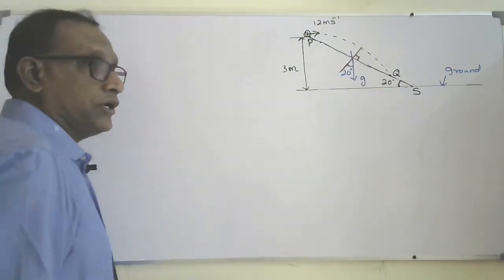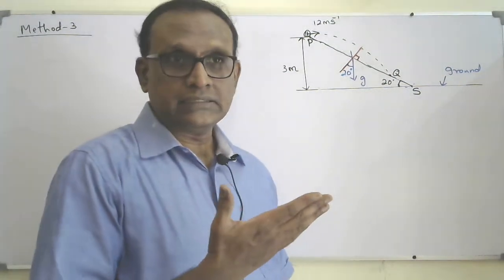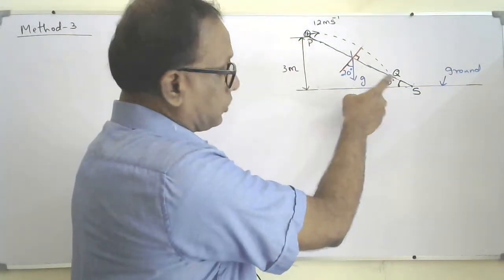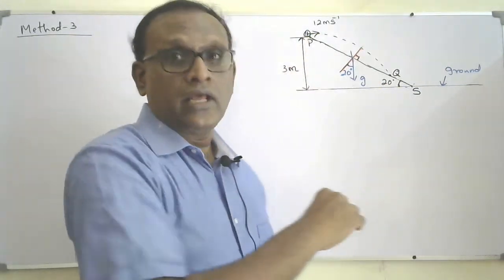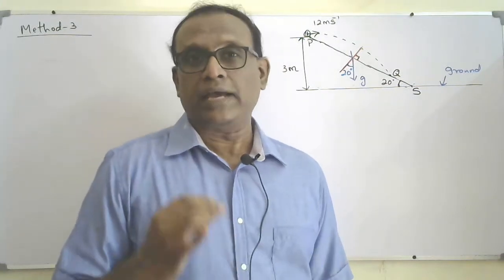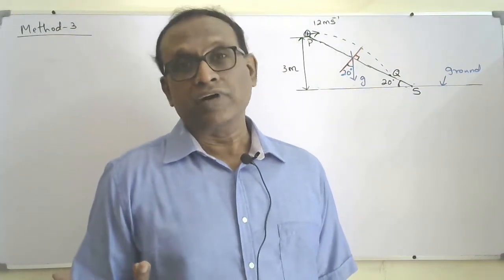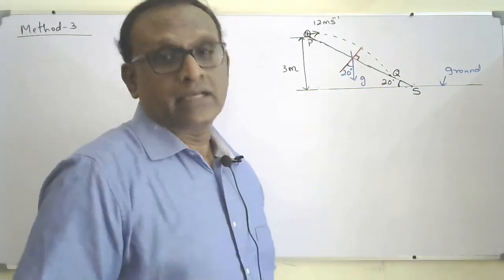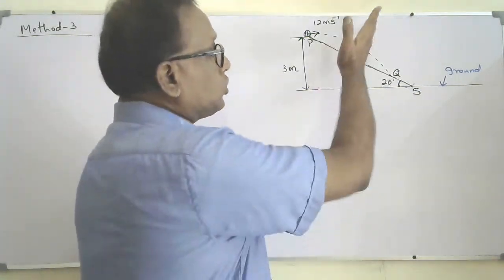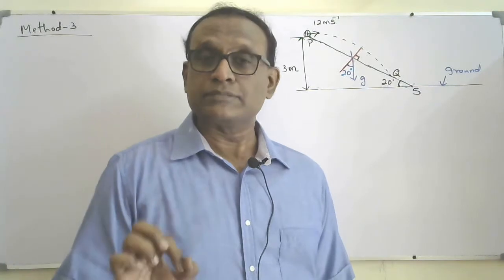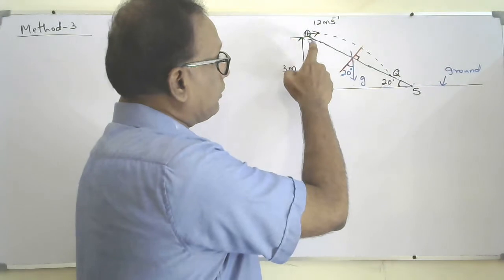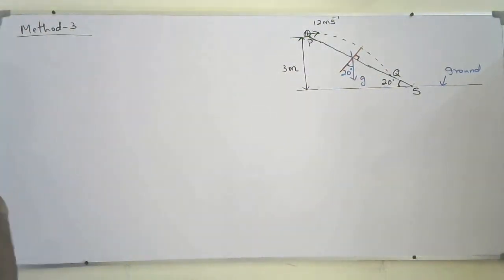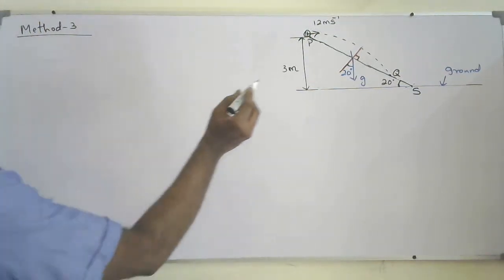Okay, so method 3, I'm going to use the displacement along the line PQ. When the ball reaches, say, I don't know whether it's hitting the slope or not, but if it hits the slope at point Q, then its displacement perpendicular to the slope will be equal to 0, not the vertical displacement. The displacement perpendicular to the slope will be 0 when I consider the motion from P to Q. So I'm going to consider the motion at right angles to the slope PS.